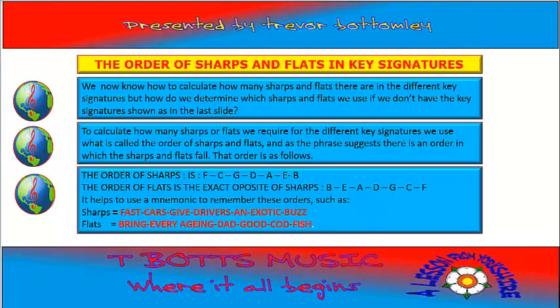It helps to use a mnemonic to remember these orders, such as, for sharps, Fast cars give drivers an exotic buzz. Fast representing F, C representing cars, G representing give, and so on. And for flats, we have the mnemonic, Bring every aging dad good codfish. And as an aging dad, I really appreciate being brought good codfish.